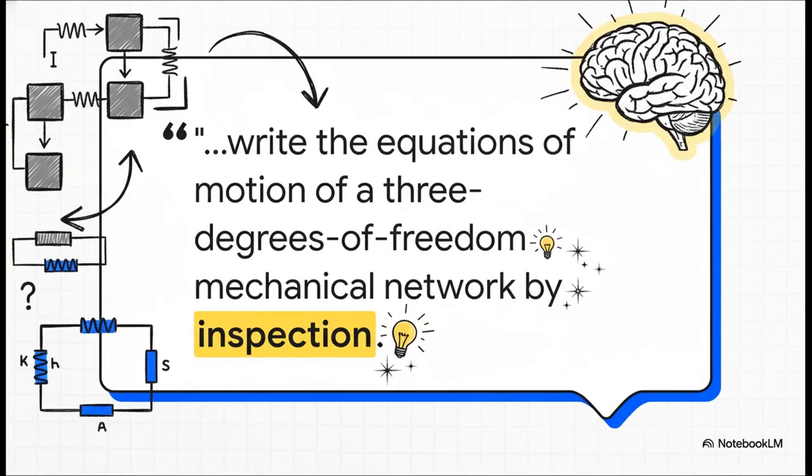And here it is. This is the ultimate payoff. After practicing this translation enough, experienced engineers, they don't even need to go through all the steps anymore. They can just look at a complex mechanical system, like one with 3 masses, and write down the governing equations by inspection. They've become so fluent in this secret language that the translation is basically instantaneous. That is an incredible level of insight.